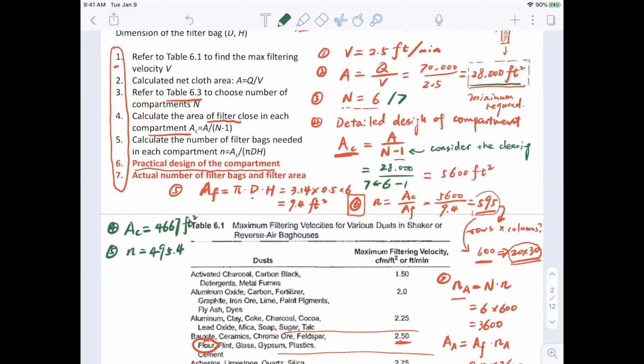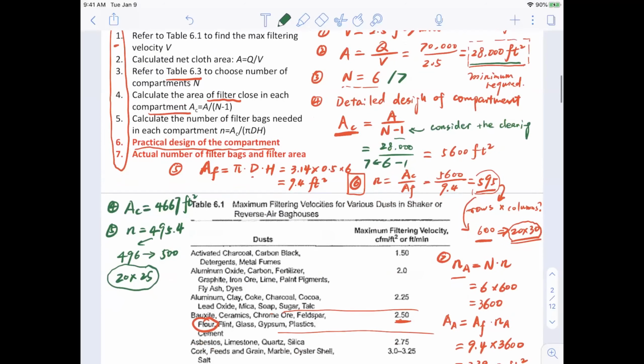Basically 495.4, okay? So similarly, we should make this number more realistic. We should first round it up to 496, right? It might be a little bit difficult to come up with the rows and columns. So why don't we just change it to 500, right? If it's 500, then that should be 20 multiplied by 25. Basically 20 rows, 25 columns, right? So this is the practical design for each compartment.